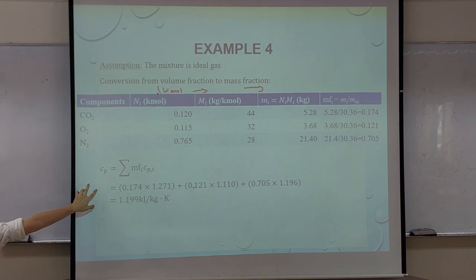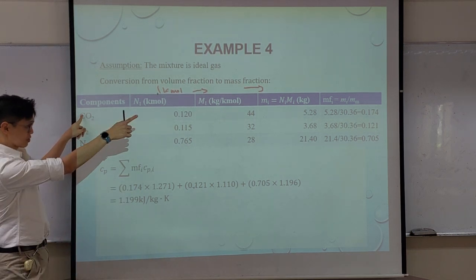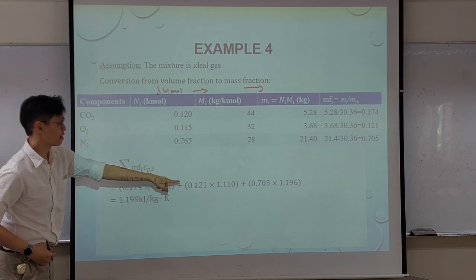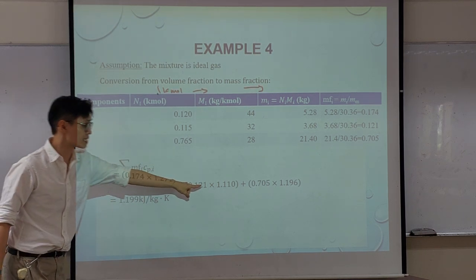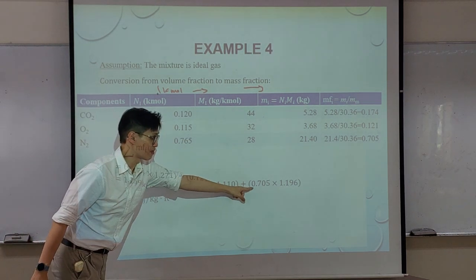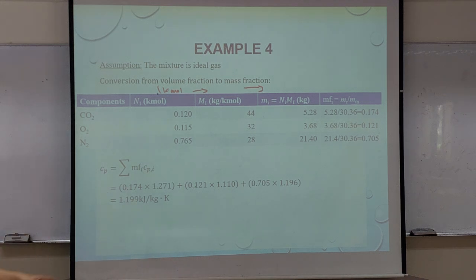So CP for the mixture will be, here, this is the mass fraction for the CO2, as you can see, multiplied by CP of CO2. Then mass fraction for O2, multiplied by CP for O2, and lastly N2 also, 0.705, then that is the CP for N2. So this way you can get the CP for the mixture.